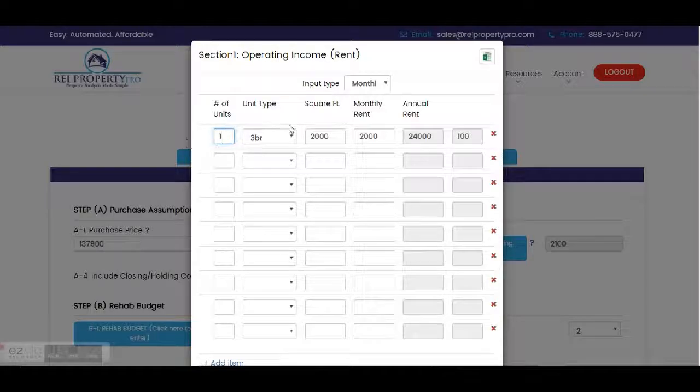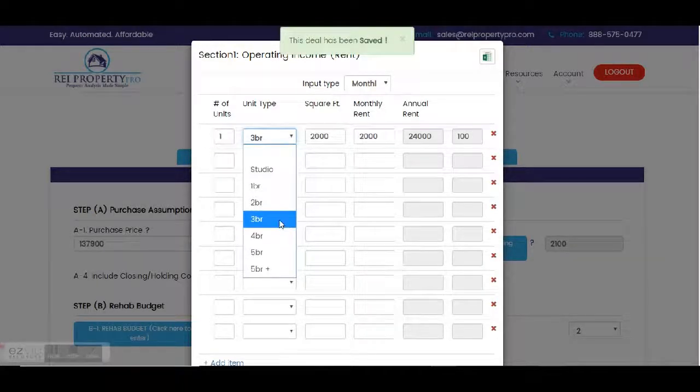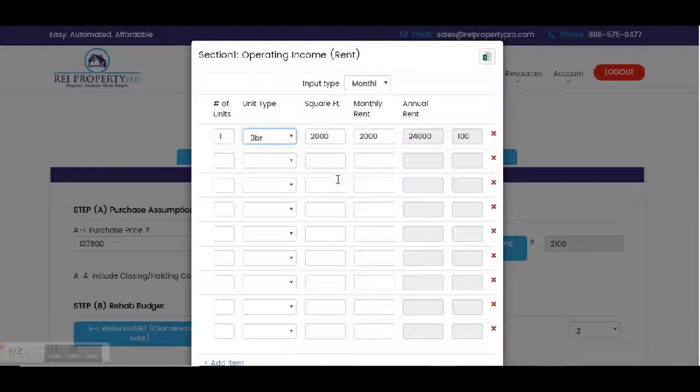Next, we're going to include our unit type. That's the number of beds. Let's go with 3. And the square footage of the property, we're going to leave it at 2,000. Next, if the property is not already rented, we would need to estimate what we think we could rent the property for. Since we have selected the monthly option, the annual is calculated for us, and vice versa if we choose the annual option. So we're going to go with the 2,000.